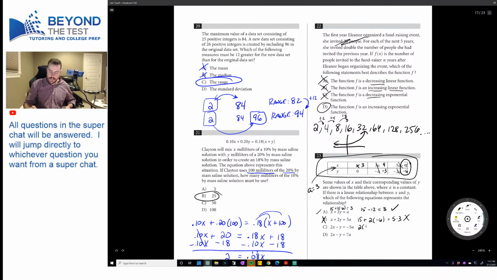2 times my x value, 15 minus, and then negative 6. I want to know, does that equal negative 5 times 3? Well, that's going to be 30 plus 6, which is definitely not equal to negative 15, so that would be out. And if I go to D, 2 times 15 minus negative 6, I want to know, does that equal 7 times 3? Well, that would be 30 plus 6, and that's definitely not equal to 21. So D would be out. So since A is the only one that works, that has to be my answer there. Okay, so you can always just substitute in values like this.